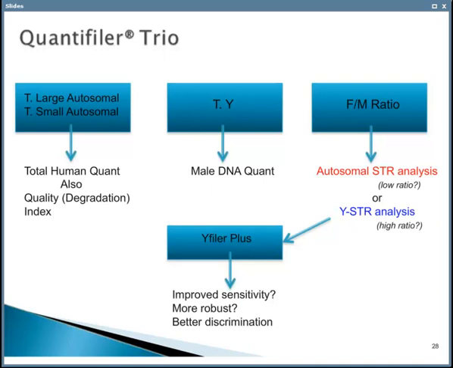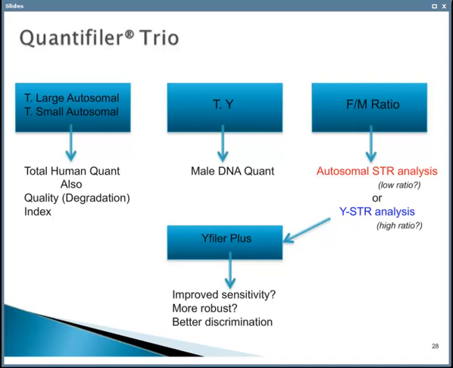So what we did was we took a set of these samples that we had used in this previous study, and I'll talk about them in slightly more detail, and we processed them using the quantitation system, the Quantifiler Trio system that was discussed earlier. This Quantifiler Trio system allows us to measure the total human quant. It also gives the quality index, the degradation index, because of the ratio of large to small fragments.